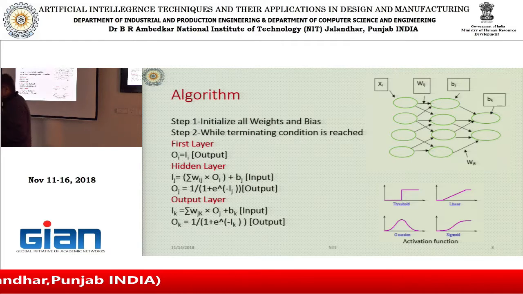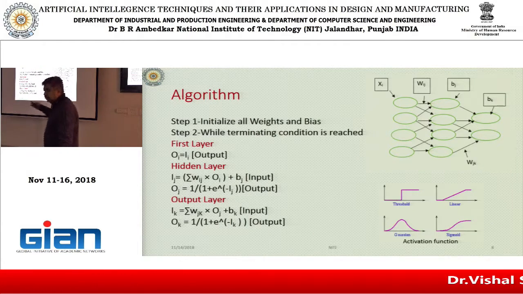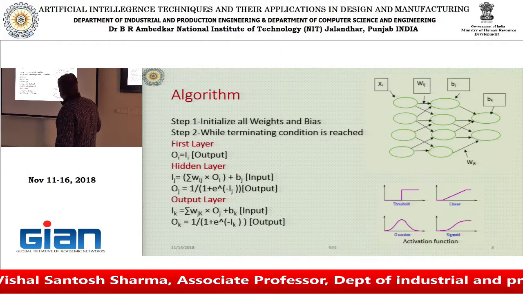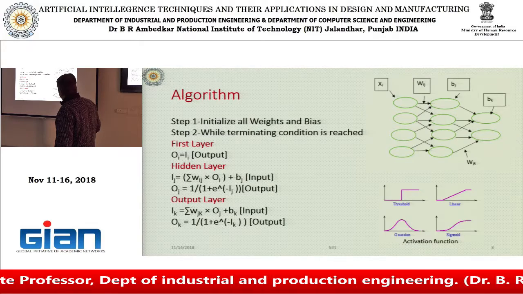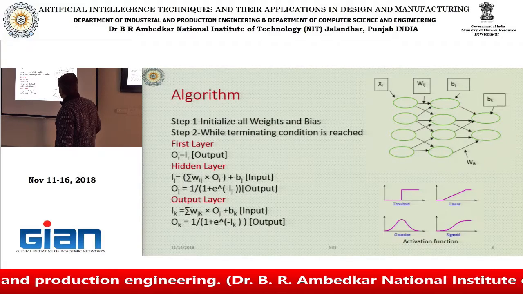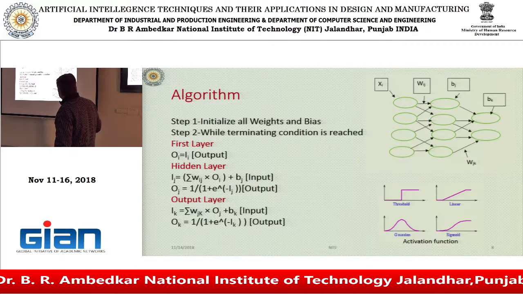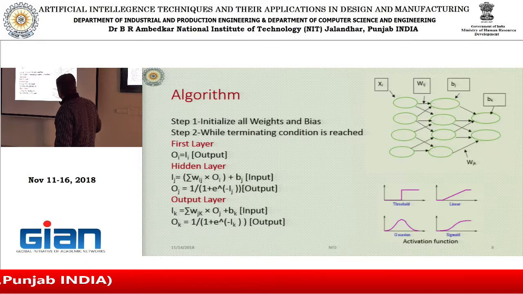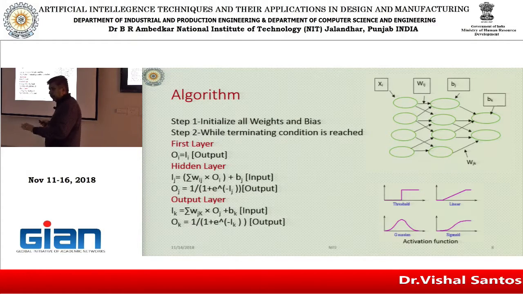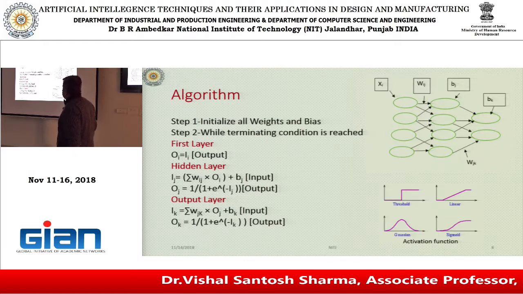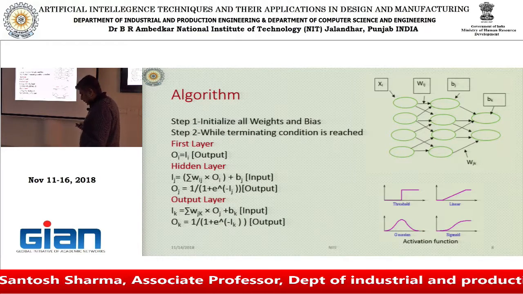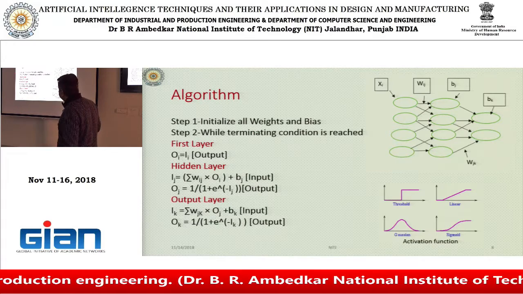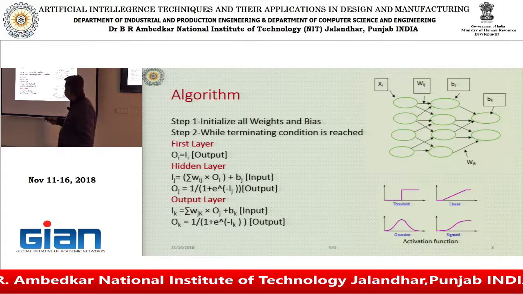So this is the algorithm. I'll be talking about the algorithm. I assume this is the input layer, this is the hidden layer, and this is the output layer. Input, hidden, output. This input layer I am denoting by I. This layer is J. This layer is K. So I, J, K, three layers. Initially we start with the weights and biases at random. The algorithm starts like this: initialize all weights and biases.